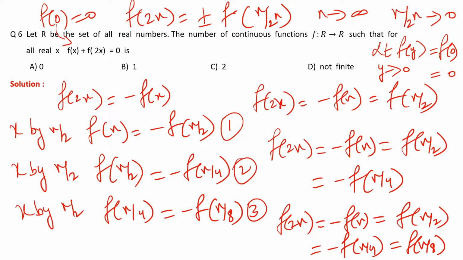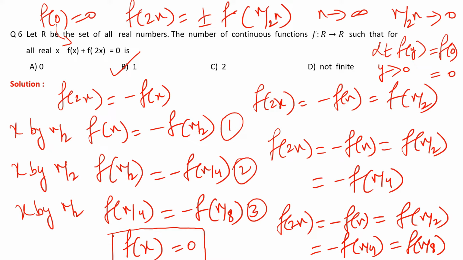That means ultimately I can say, since this function is a continuous function, the value of this entire chain f of 2x equal to minus f of x equal to f of x by 2 and so on is going to be 0 only. So that means f of x equal to 0 is the only function that is going to satisfy this condition. No other function is possible. So hence option B is the correct one.